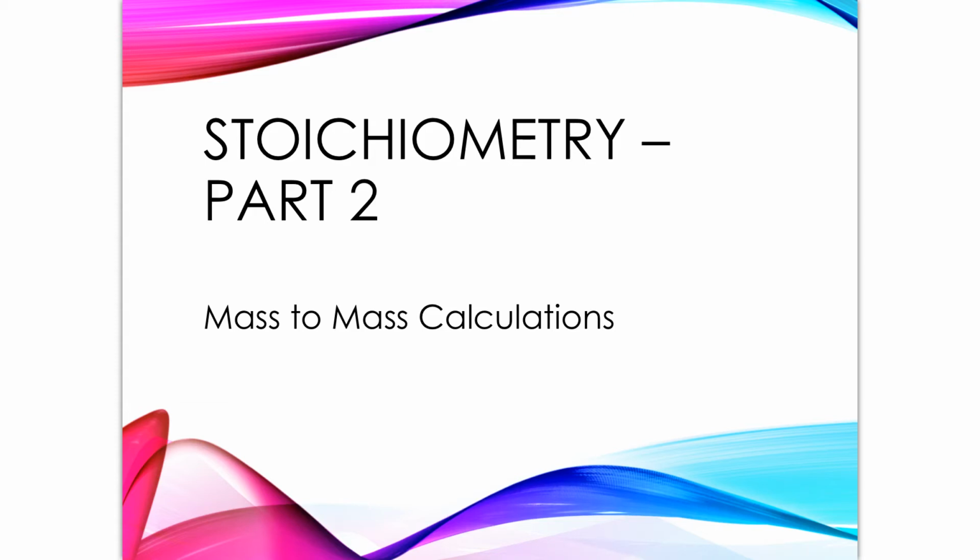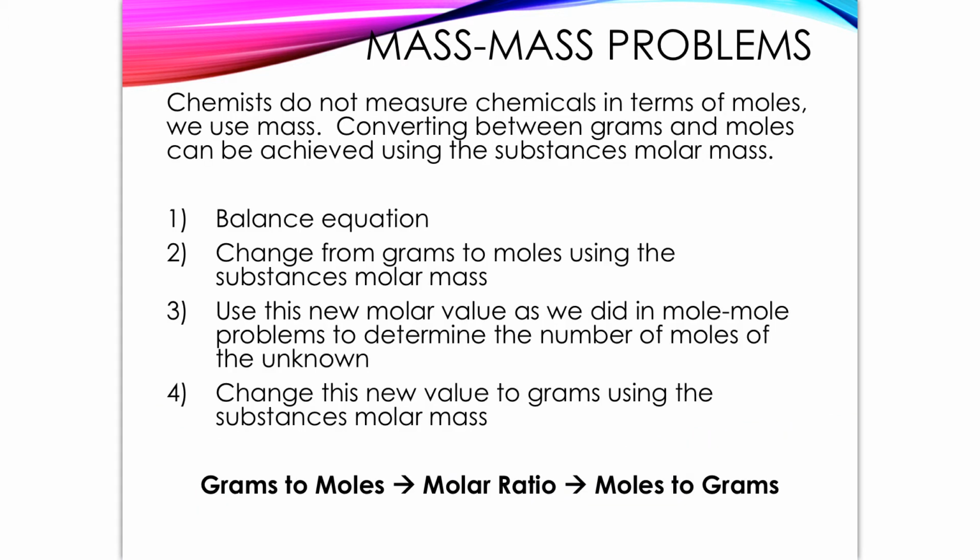Okay, so once you've mastered the mole-to-mole stoichiometry problems, our next part is to master the mass-to-mass stoichiometry problems. And this is not any different than what you've just done, except you're going to have to do a few more steps. The key to mass-to-mass problems is not to be overwhelmed by it. You already know how to do all the pieces to the puzzle. You're just going to now put those pieces of the puzzle together.